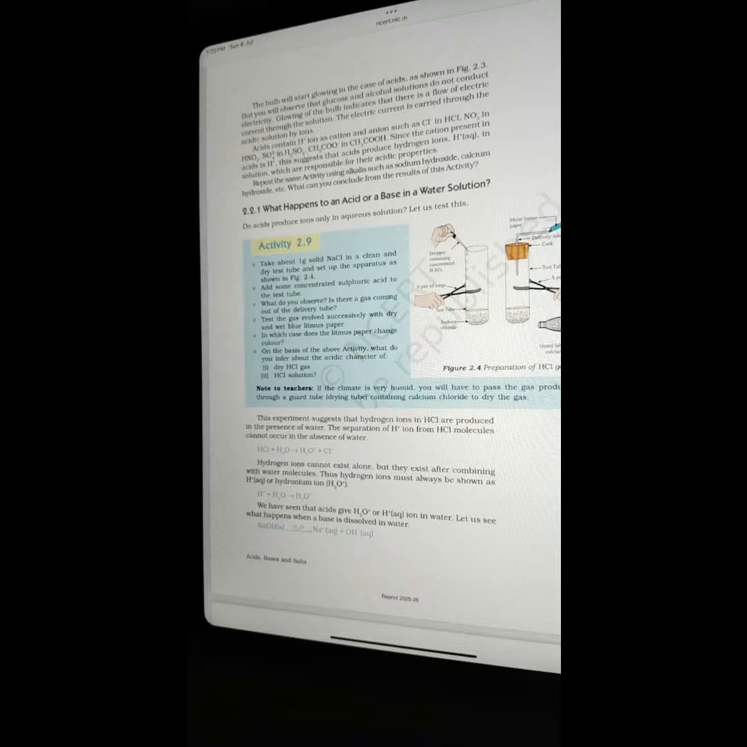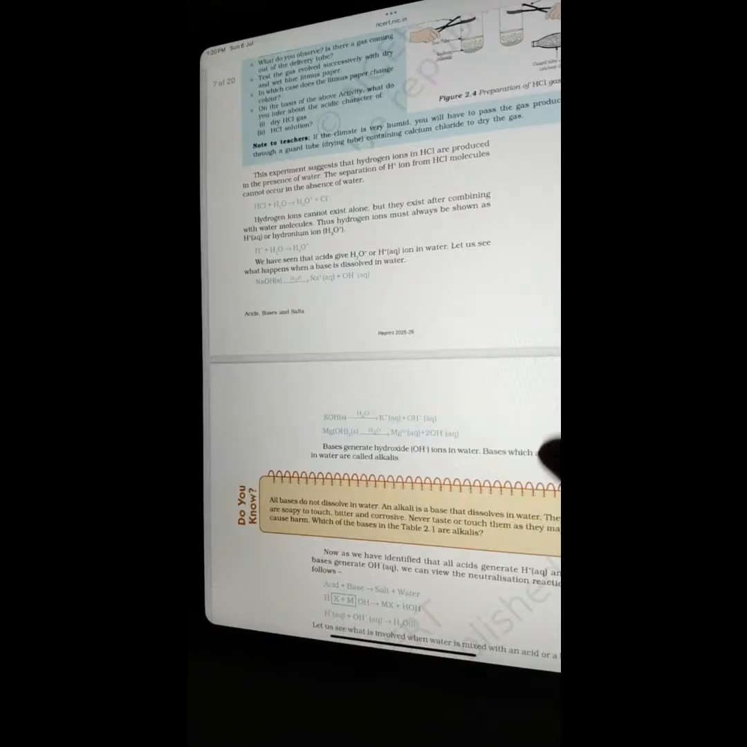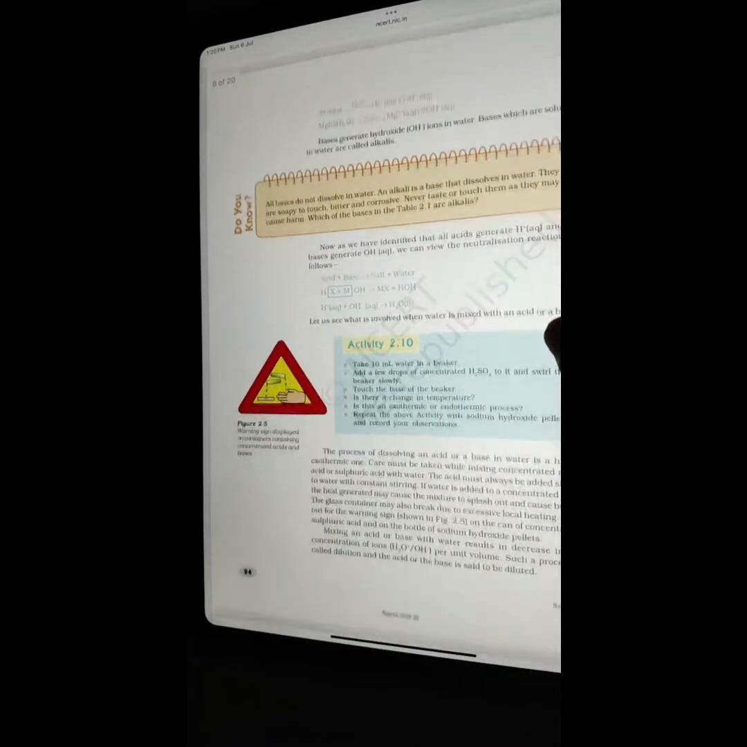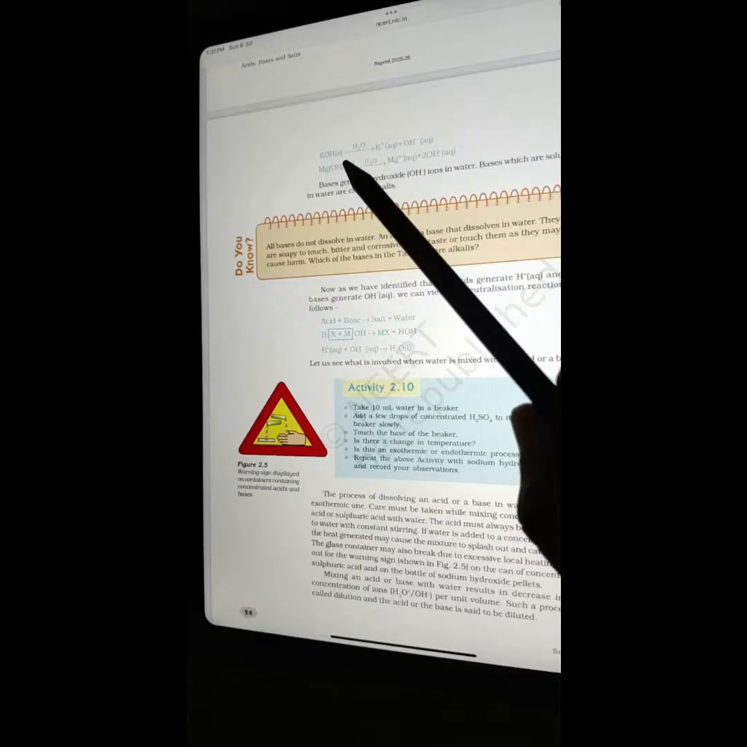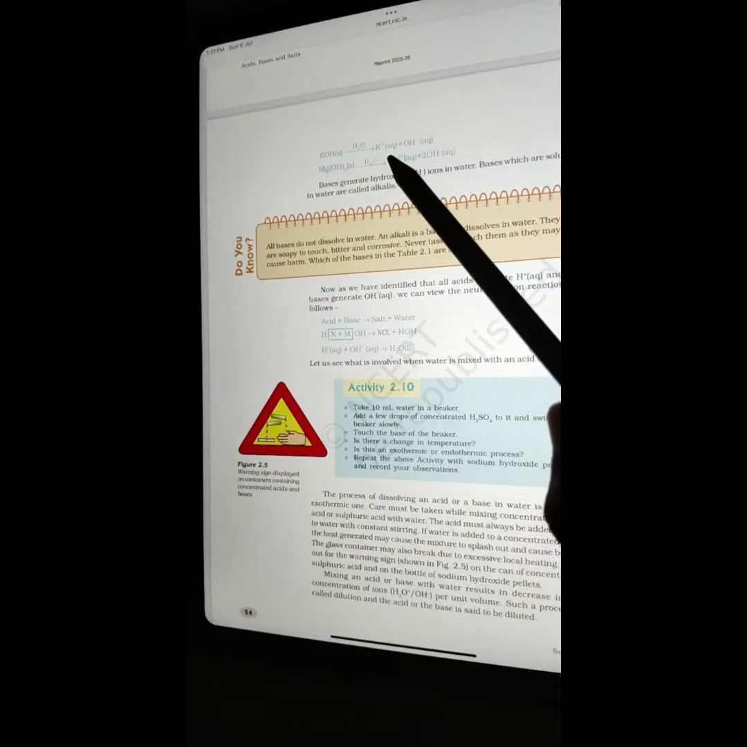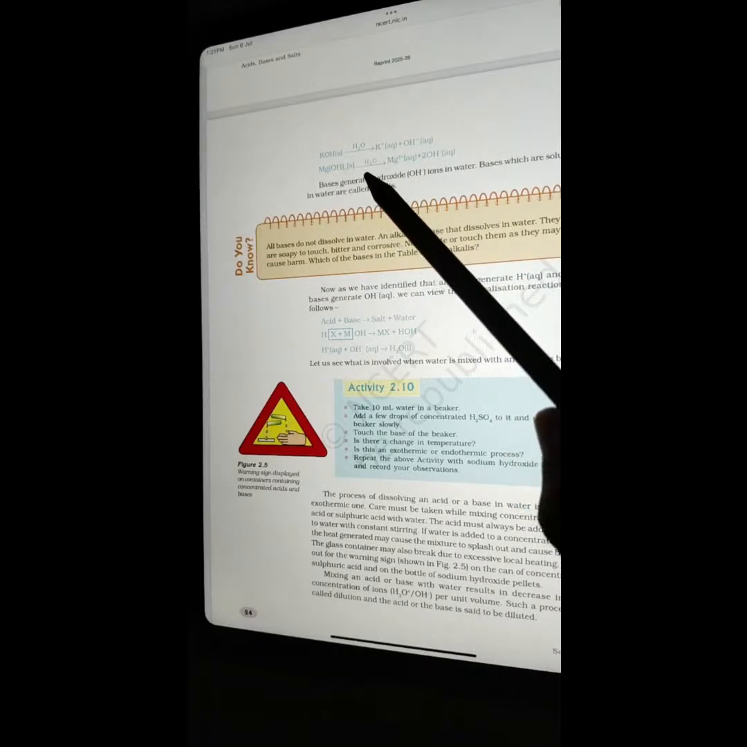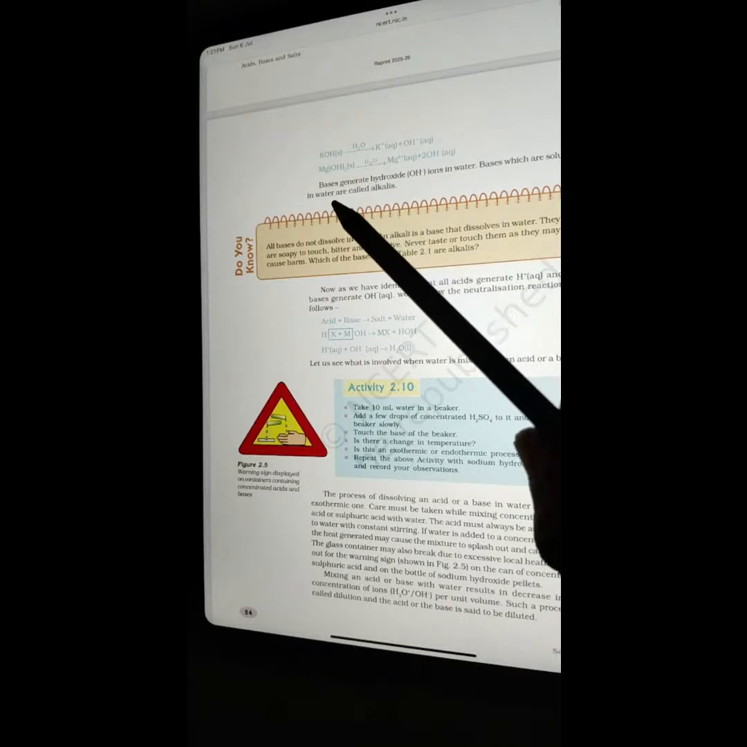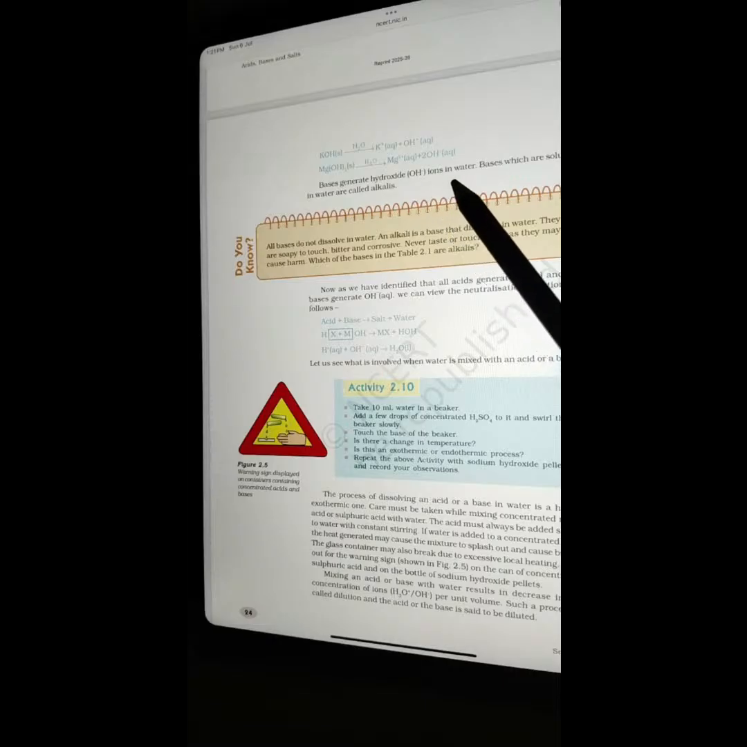Let us see what happens when a base is dissolved in water. NaOH, a solid, when water is added, will break down into Na+(aq) and OH-(aq). Next page. KOH solid in the presence of water will form K+(aq) plus OH-(aq). Mg(OH)2 solid in the presence of water, H2O, will give Mg2+(aq) plus 2OH-(aq). Bases generate hydroxide, OH-, ions in water.